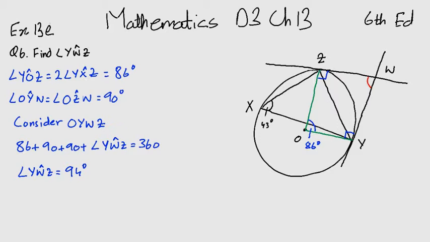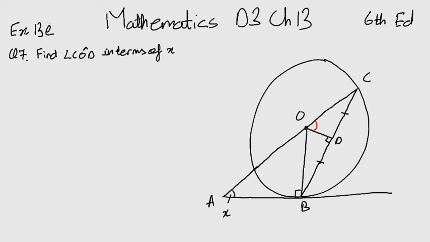Now let's move on to question number 7. Here we are. In this diagram, AB is a tangent to the circle and its center is O and D is the midpoint of the chord BC. Now BAC is given as X. You have to find COD, marked as red, in terms of X.